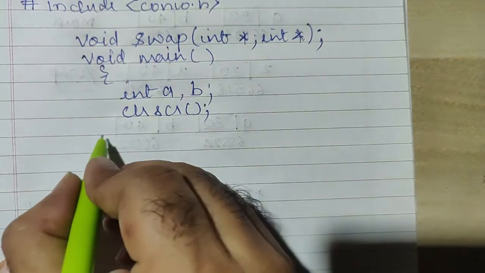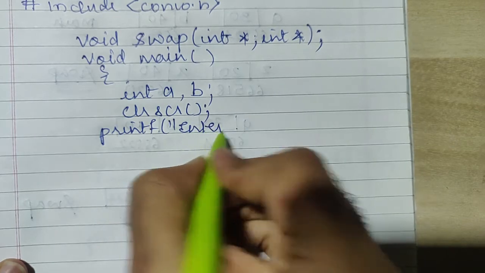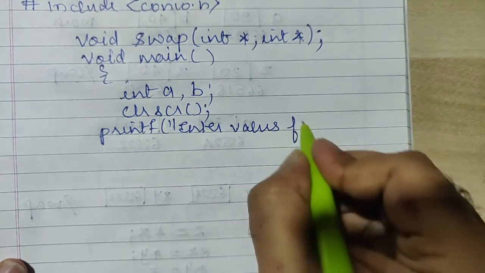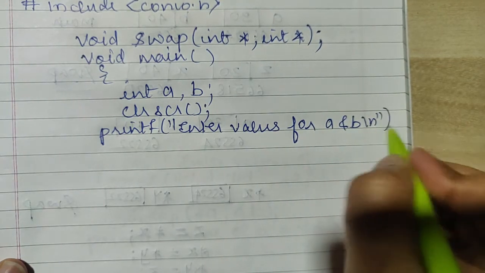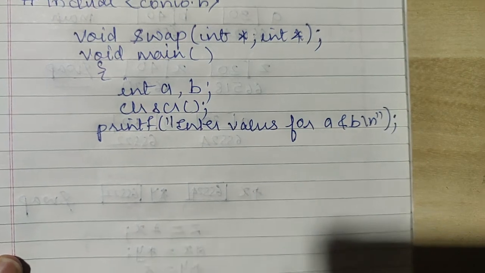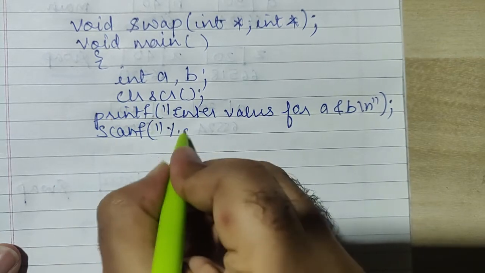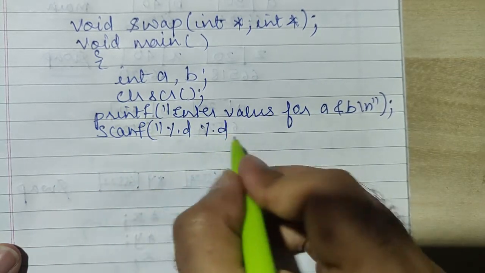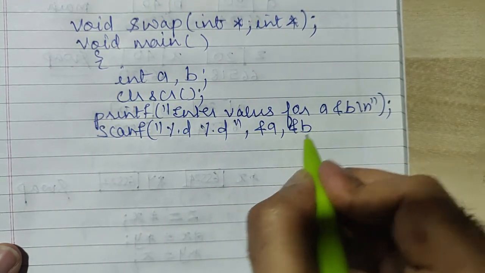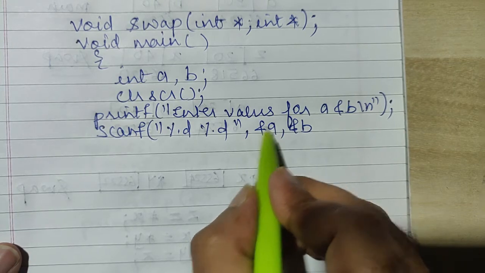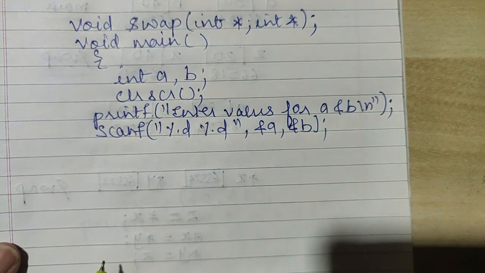After doing that, let me write a statement printf("Enter values for a and b\n"); Now to accept the values of a and b, scanf("%d %d", &a, &b); So whatever value you enter through the keyboard, the first value will go to a and the second value will go to b. So the values are now scanned.